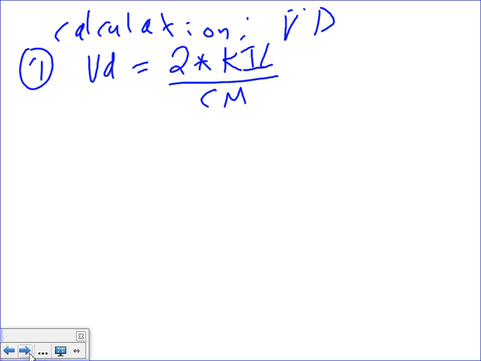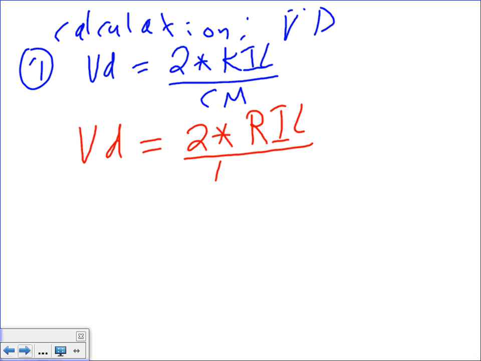The other formula that you can use is VD equals 2 times R I L over 1,000. And these two formulas are for single phase, and you can use them also for DC. If you're using a DC circuit or single phase, you can use either one of these two formulas. They should come up with the same answer.